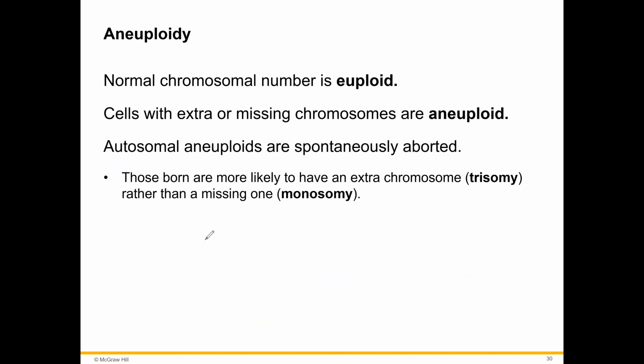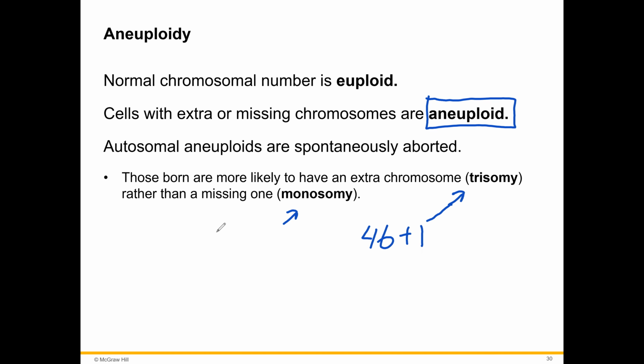Those that are born are more likely to have an extra chromosome, trisomy, than a missing chromosome, monosomy. That means if we're going to have an abnormal number of chromosomes, it's more likely for a baby to survive if he or she has an extra chromosome instead of a missing chromosome. So again, our normal is 46, right? So if somebody has 46 plus 1, that's called trisomy. So they are more likely to survive.